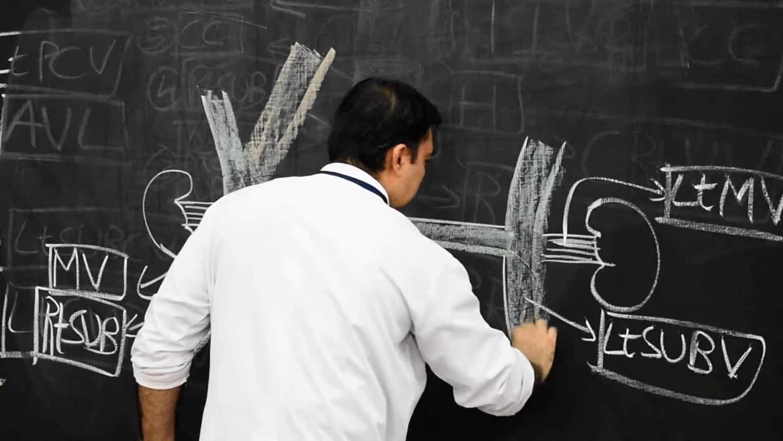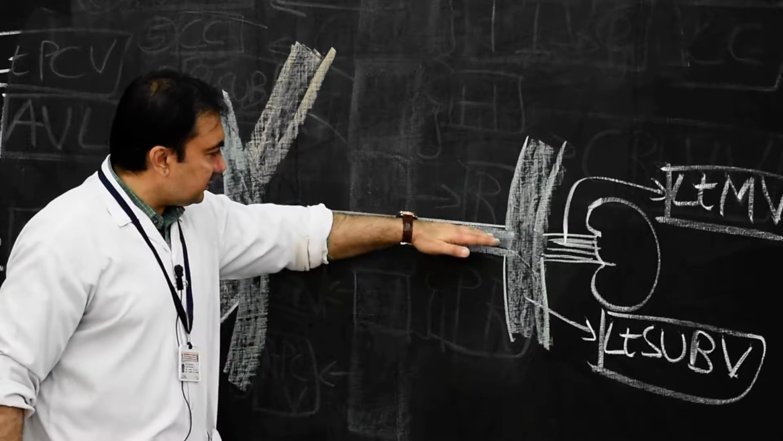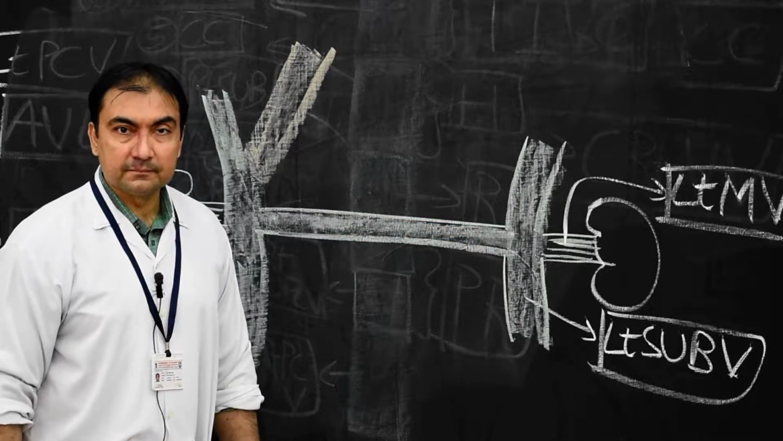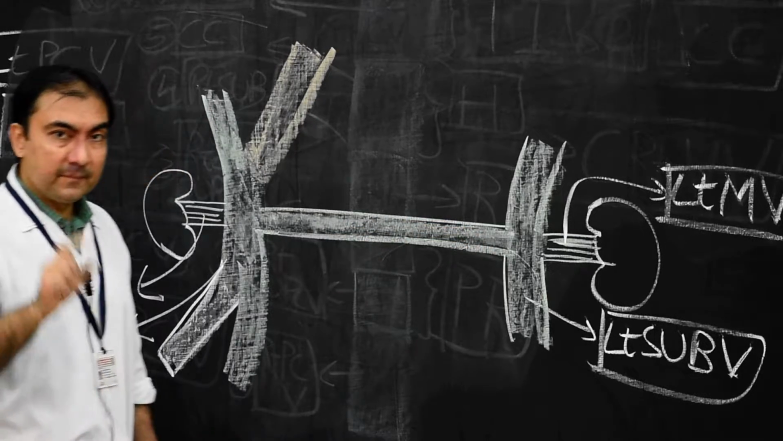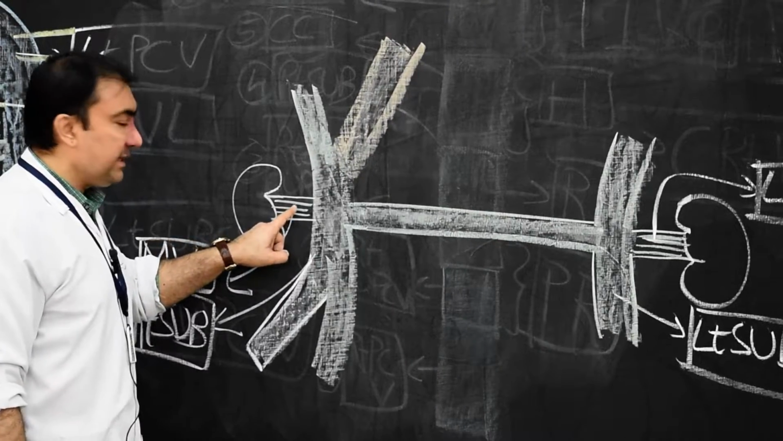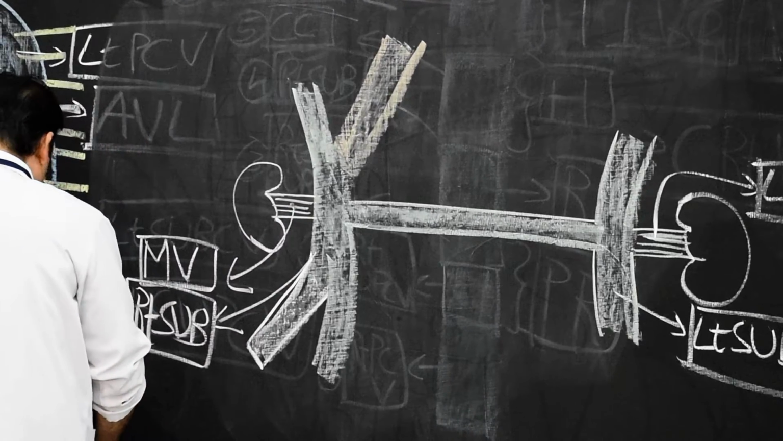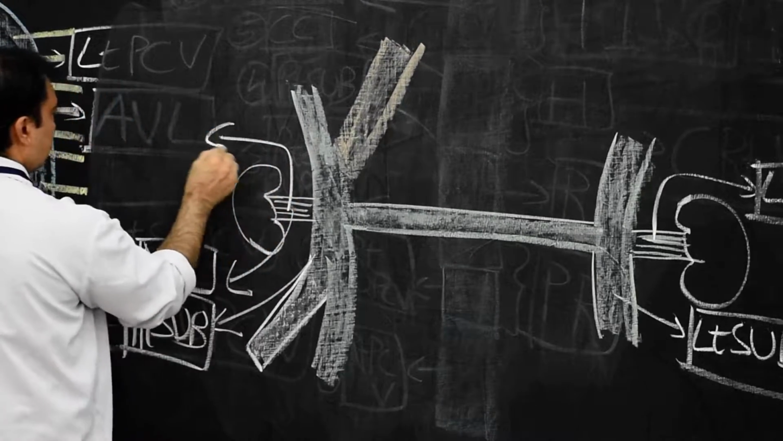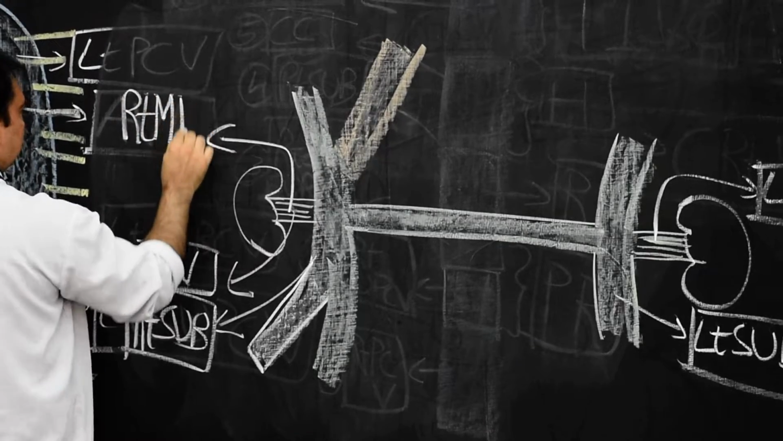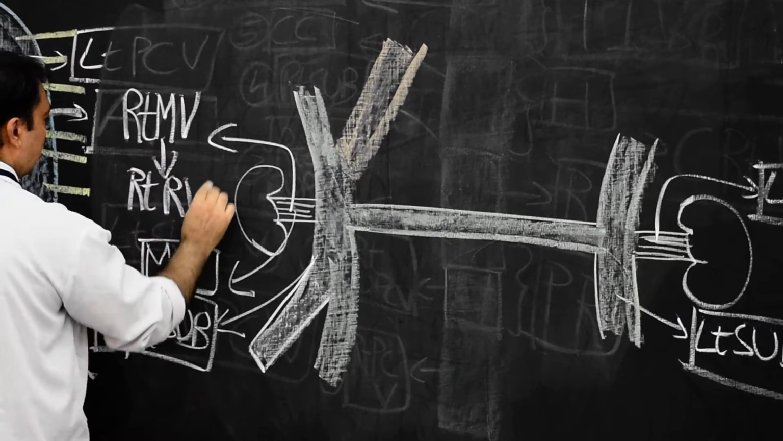And see how interesting it is. Therefore, this entire intersubcardinal anastomosis will be converted into the left renal vein. What about the right renal vein? Here goes. The right renal vein will develop from only the right mesonephric vein. Please note down. So the right mesonephric vein will lead to development of the right renal vein.